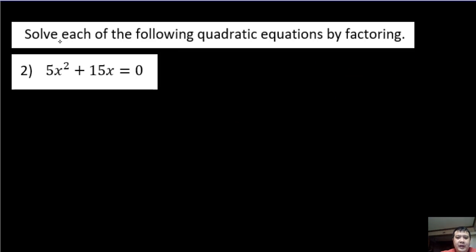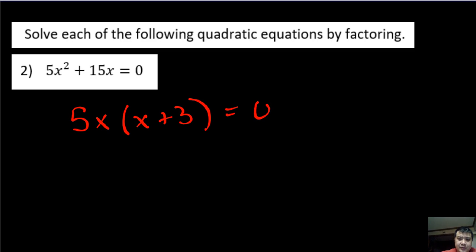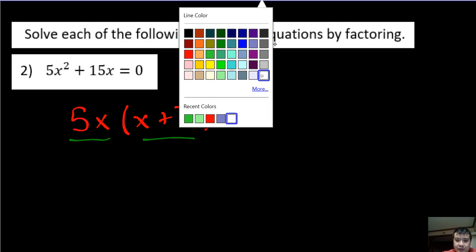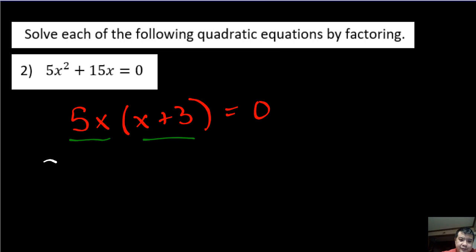We're going to solve this one by factoring as well. Here, we have 5x squared plus 15x. We factor first by our greatest common factor, which is 5x. And that gives us x plus 3. These two things equal 0. We have our factors right here and right here, and we're going to set both of those equal to 0.